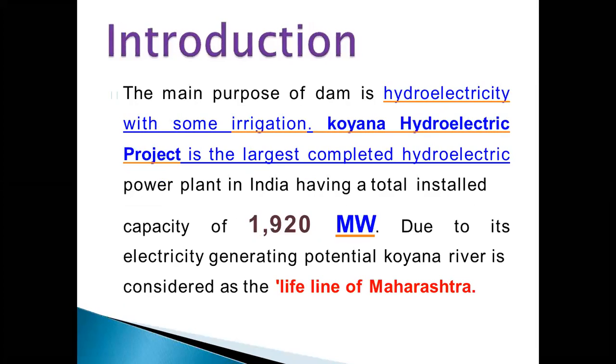So the main purpose of this dam is to generate hydropower, that is hydroelectricity, with irrigation also. The water from the canals is also used for irrigation purposes. The Koyna Hydroelectric Project is the largest completed hydroelectric power plant in India, as said earlier, having a total installed capacity of 1920 megawatt. Due to its electricity generating potential, this is considered a lifeline of Maharashtra.